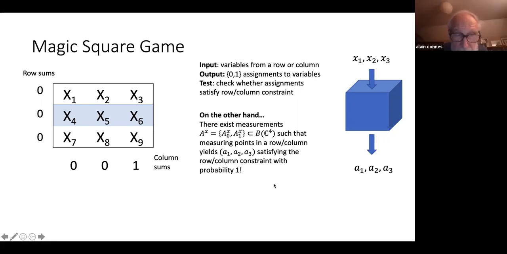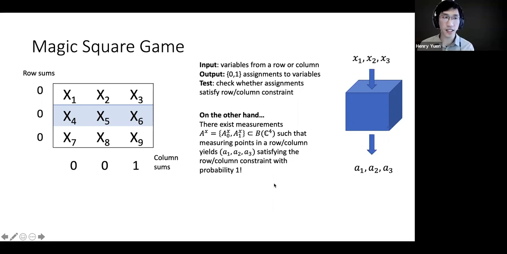Is this related to the example of Mermin and Coleman on spin systems? Exactly. So this magic square game is also known as the Mermin-Peres magic square game. So he came up with it, yeah.